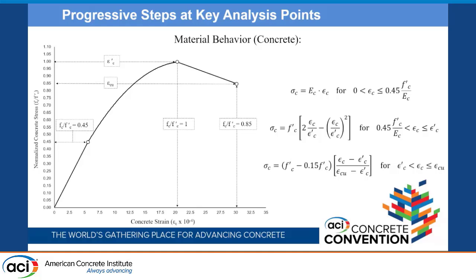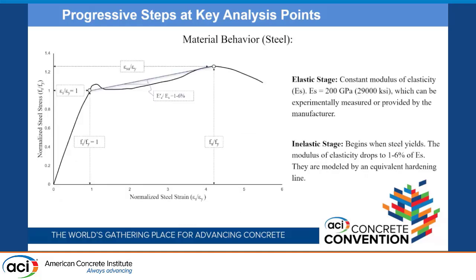But the material behavior in concrete in compression is linear up to 45% of f'c, and then a Hognestad parabola and linear descending branch to 85% of f'c. And then the steel is bilinear in nature, so it's linear elastic up to yielding, and then bilinear up to ultimate. This slope is found to be in the range of 1 to 6% based on equating the energy under that curve to the energy under the actual curve.